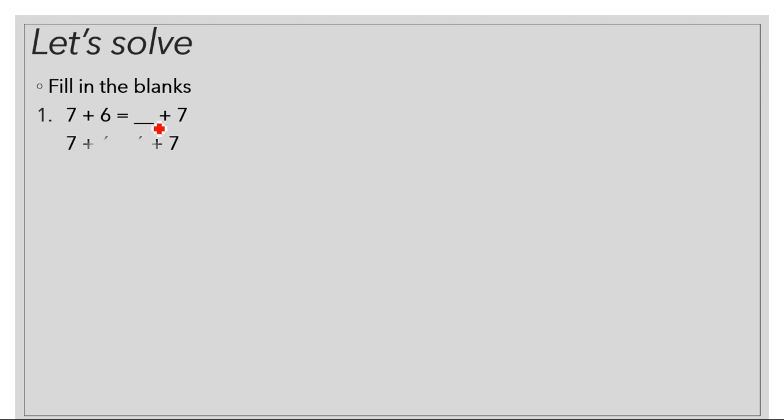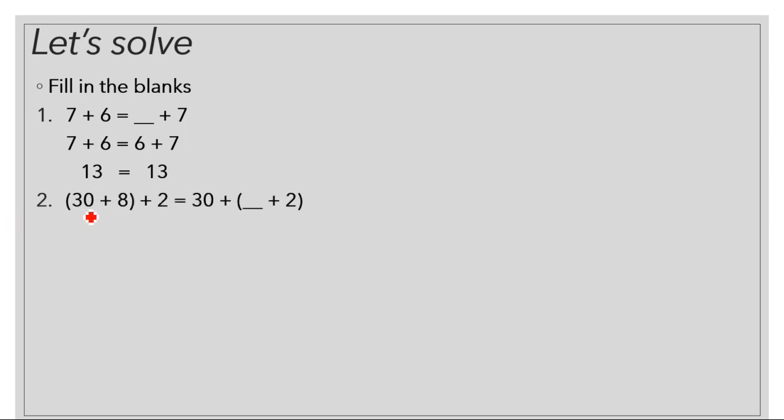Okay. We have to write 6 in this blank because on the left hand side we have 7 and 6, and on the right hand side we have just 7. So we have to write 6 in the blank. I have told you that we cannot change the numbers, we can just change their places. And when we solve this, we get the same answer. 7 plus 6 is 13, and 6 plus 7 is also 13.